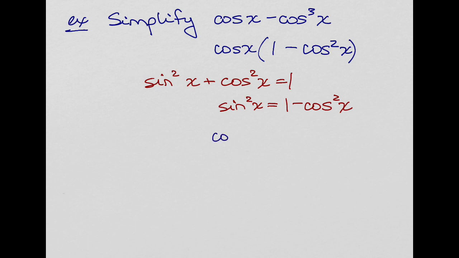Now I have cosine x times, instead of 1 minus cosine squared x, I'm going to write something that it's equal to, sine squared x. That is more simplified than the original because it's only one term as opposed to two. And there's not really anything else that we're going to be able to do from there, so there it is.